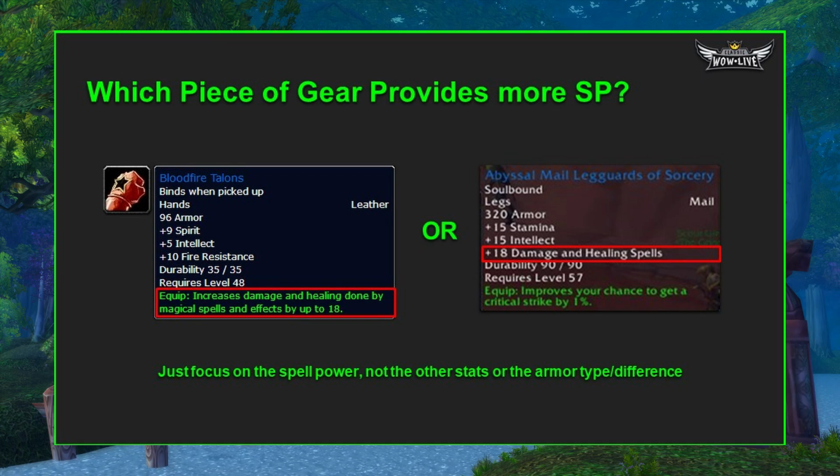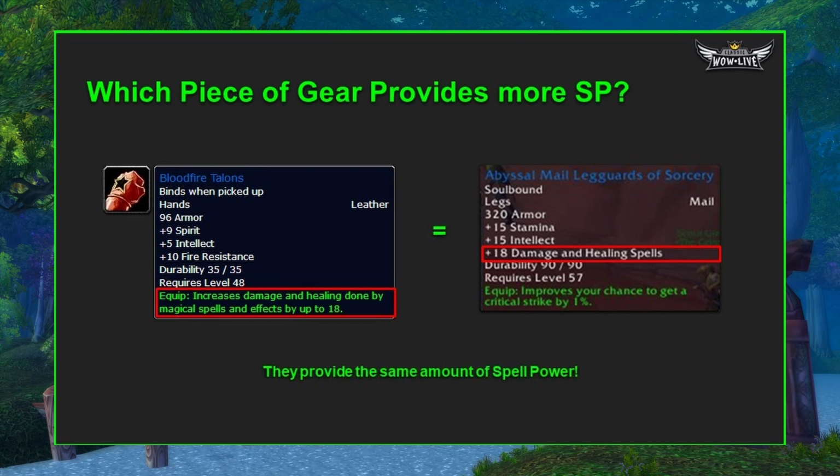Which one of these two pieces of gear provides the most spell power? Now many of you may already know this answer, but some of you may not, so I'll explain this quickly. Some of you may say that since Bloodfire Talons has that up to 18 in it, and the Abyssal Mail Guards of Sorcery do not, that the Mail Guards provide more spell power since there's no up to there. But in reality, the tooltips have very poor wording concerning spell power. They actually provide the same amount of spell power.